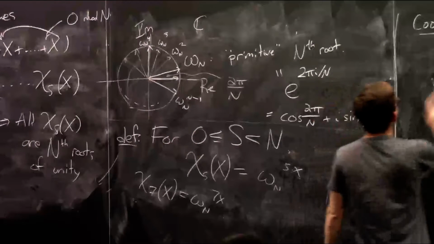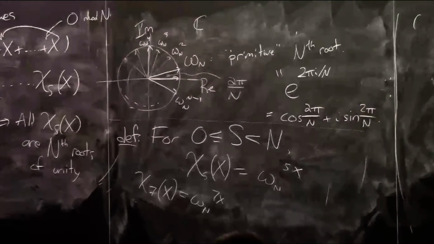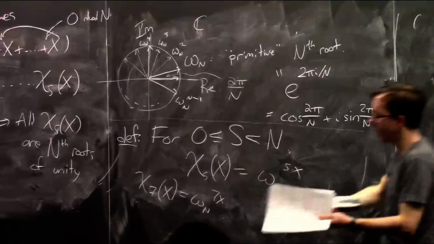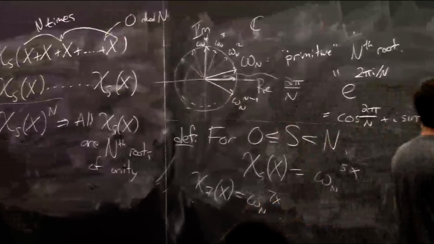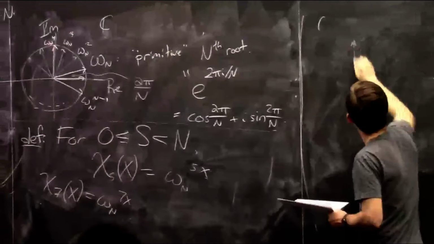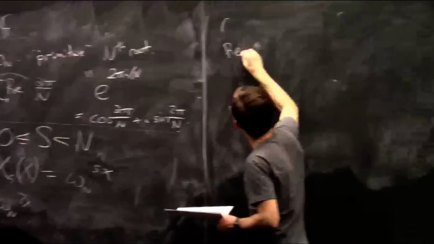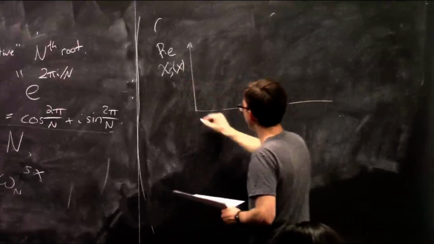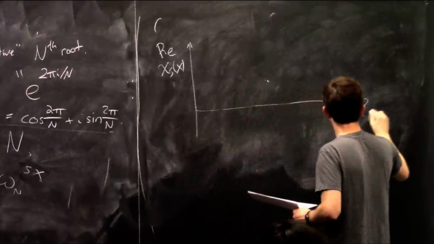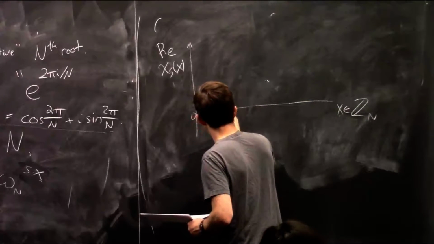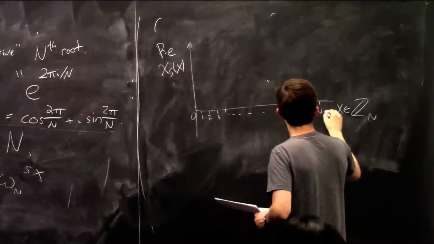They're a little bit hard to plot because their values are complex numbers, and it's hard to draw a plot where the range is complex numbers. I'll try to draw one anyway. I'll plot the real part of chi s of x. On the horizontal axis will be Zn, so x will be in Zn. It goes 0, 1, 2, 3, all up to n minus 1.